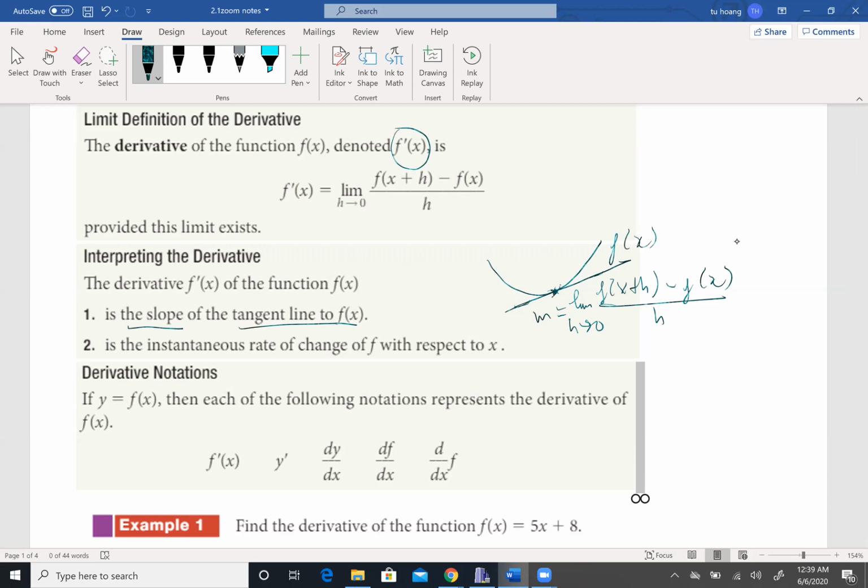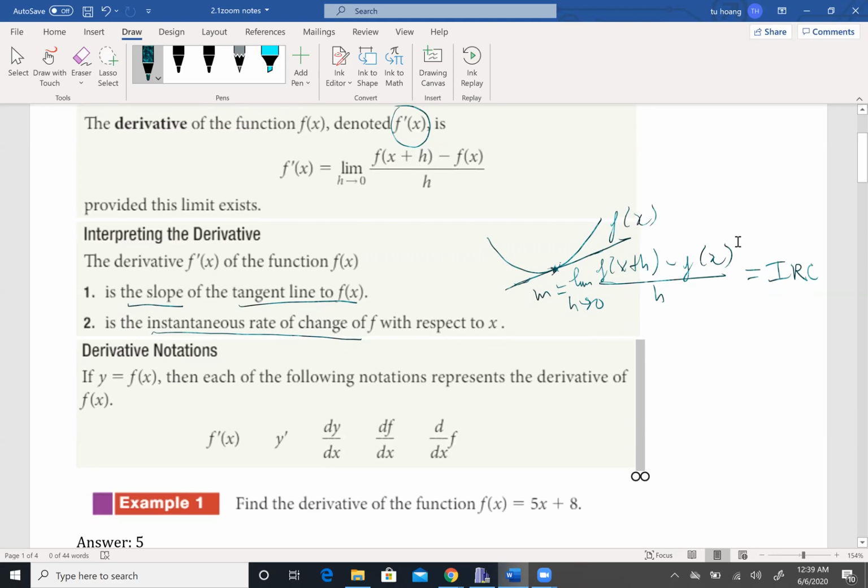And the second interpretation of the derivative is the instantaneous rate of change with respect to x. So exactly, it is the IRC, instantaneous rate of change.